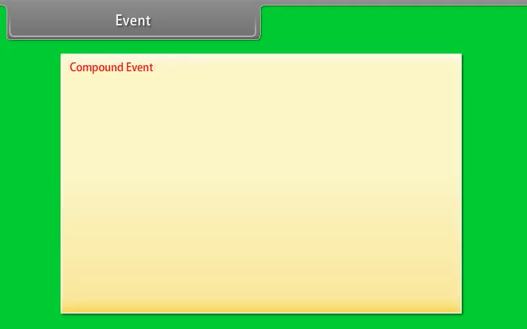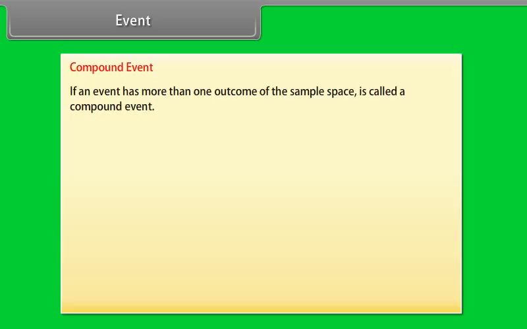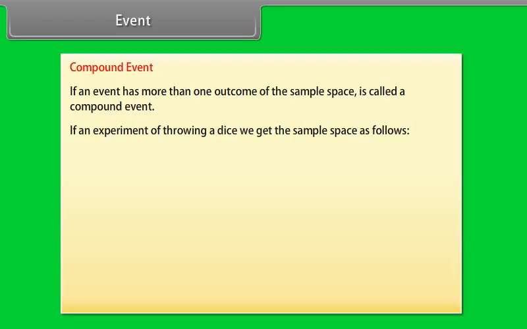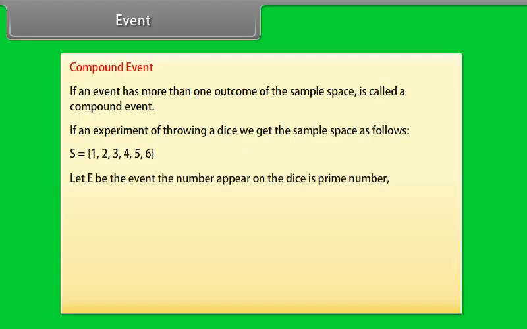Compound event. If an event has more than one outcome of the sample space, it is called a compound event. To understand it, let's take an example. In an experiment of throwing a dice, we get the sample space as follows. S is equal to 1, 2, 3, 4, 5, 6. Let E be the event the number that appears on the dice is a prime number. Thus the event E is equal to 2, 3, 5. It is a compound event.